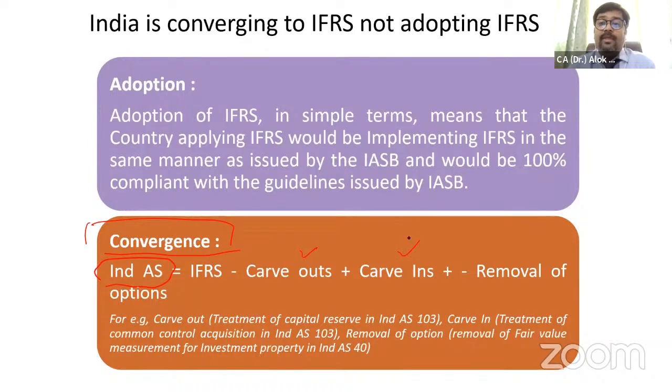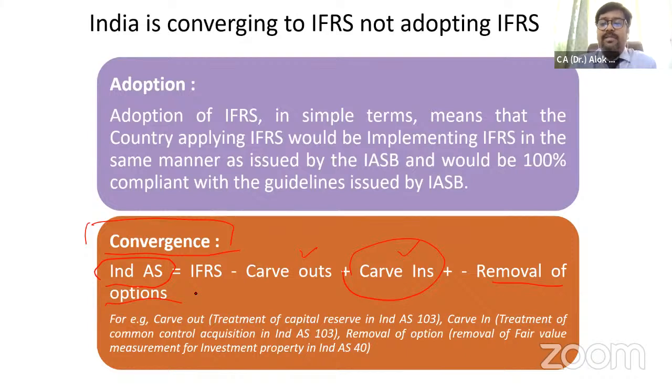And let me tell you, even the International Accounting Standards Board has agreed with our view after 5 years, and now they are also considering this book value method in case of common control acquisition. So 6 months down the line, there will not be any carve-in between IFRS and Ind AS because IASB is going with our view, right? The third one is removal of option. So these are three kinds of changes.